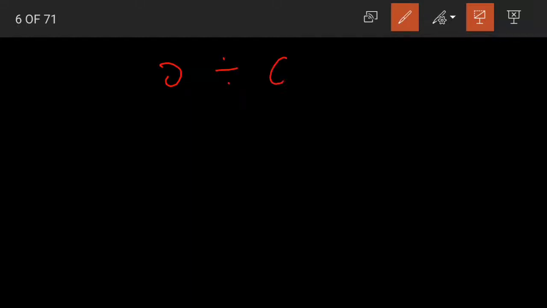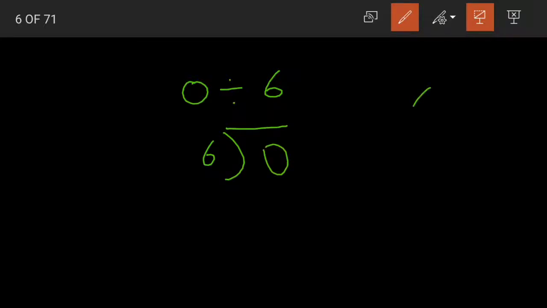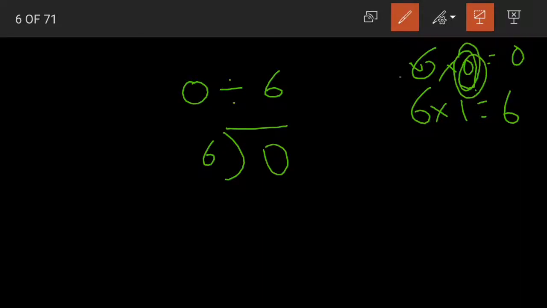0 divided by any number, say 6. Let me take green color. Here green will be more visible, right? Yes. So when we are dividing 0 by 6, in the 6 table, when does 0 come, children? We have 6 ones are 6, but before that 6 zeros are 0. Yes. So 0 comes 0 times in the 6 table. So 0 becomes our quotient and 0 becomes our remainder as well.